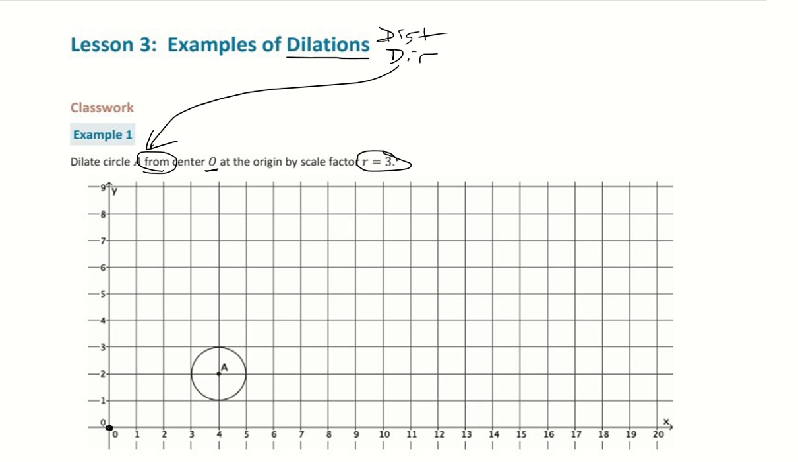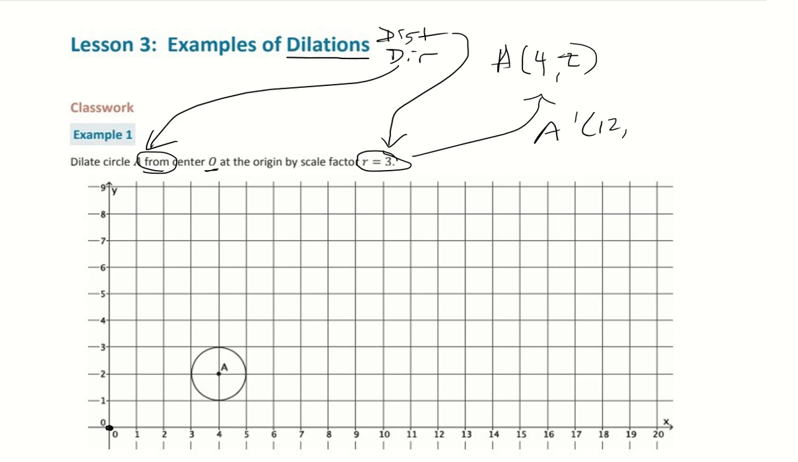So that's my scale factor. That's my distance. That's how much I'm going to do it. Now, since point A is exactly 1, 2, 3, 4 spaces away to the right and 1, 2 spaces up, A right now is (4, 2). If I use my scale factor on that, A prime should be 4 times 3 is 12, and 2 times 3 is 6, so it should be (12, 6): over 12 and up 1, 2, 3, 4, 5, 6.